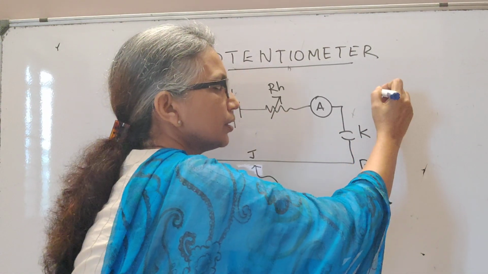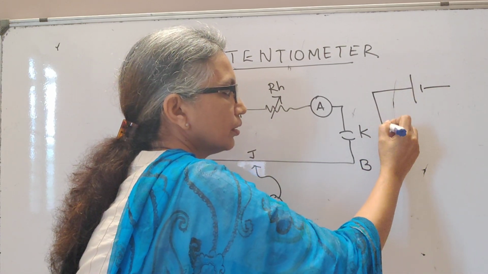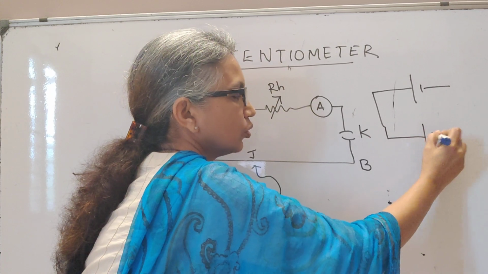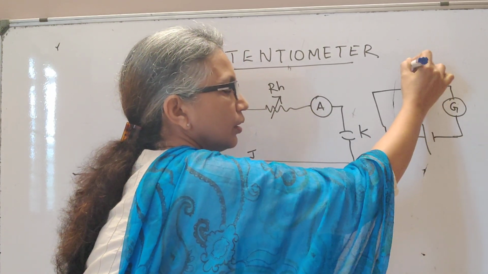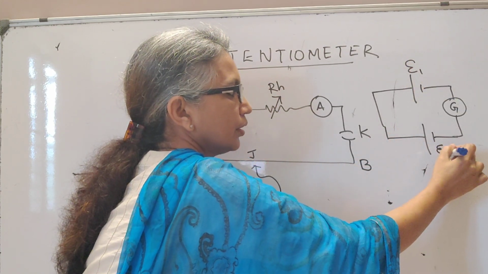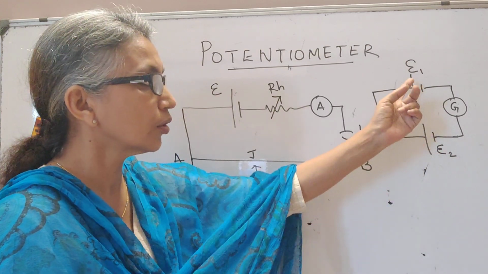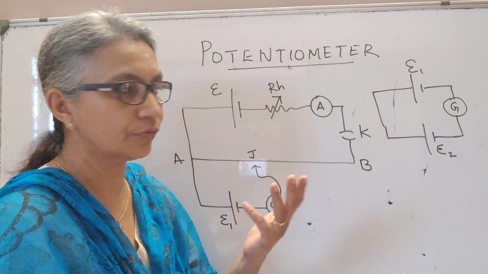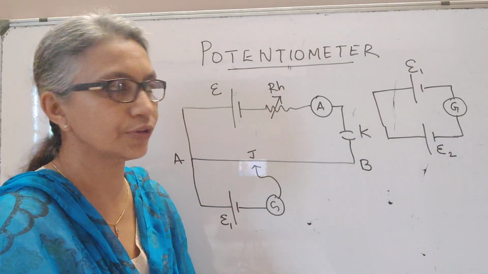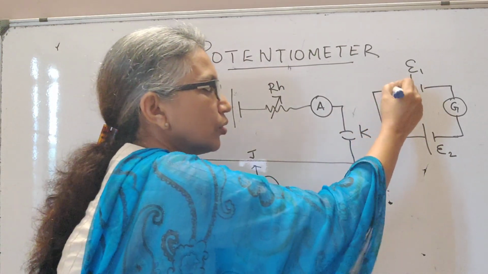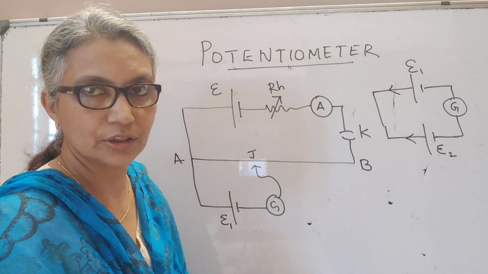Let us look at something like this. Suppose you have two cells that are connected like this through a galvanometer. Okay, this is your galvanometer. This has, let's say, EMF E1 and this has EMF E2. So the terminal potential difference when there is no current is E1 and E2. If there is current, you would call it V1 and V2. Now, this is going to send current in this direction and this is going to send current in this direction.